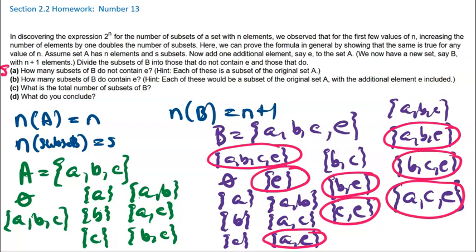How many subsets of B do contain E? Well, there are 8, just like there were 8 that were circled, so that is S for our problem. So the answer to question A is S. The answer to question B is S. So what is the total number of subsets of B? Well, it's 16, right? Which is 2 times 8. For our question, that's going to be 2 times S.